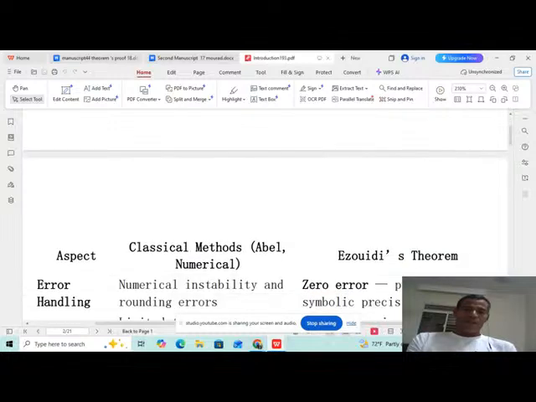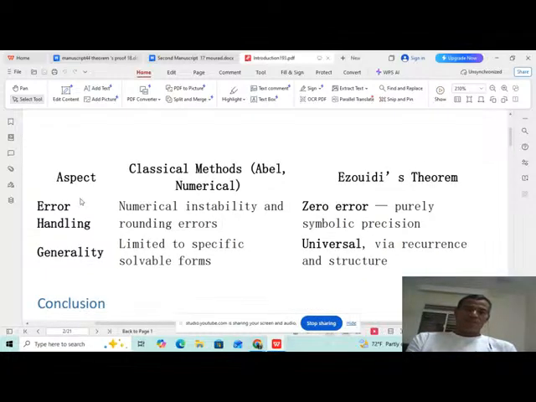Then we have numerical methods for error handling: numerical instability and rounding errors, because they make a guess for the first root and the work depends on this guess. For the Ezouidi theorem, zero error, purely symbolic precision. For generality, the classical method and Abel's numerical methods are limited to specific solvable forms, but the Ezouidi theorem is universal via recurrence and structures.